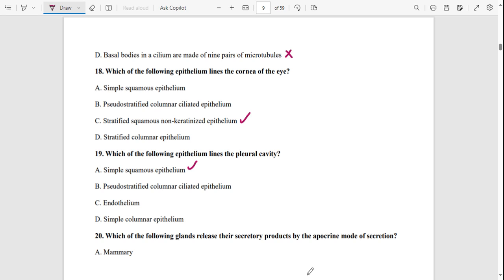So then what would be the answer? By apocrine, what have we said? Apocrine, we have got mammary glands, sweat glands to be specific, those which are found in the axilla and in the external genitalia. So this is going to be correct. A.